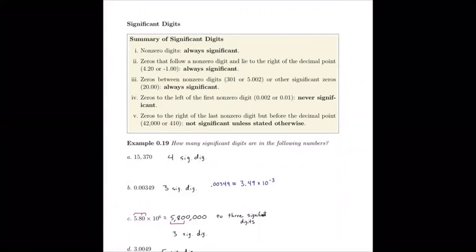Now, given a number, let's determine the number of significant digits in it. Well, we have 4 non-zero digits here, 1, 5, 3, and 7. So we have at least 4 significant digits, but rule number 5 tells us that this 0 is not significant, so we only have 4 significant digits. Next, 0.00349. Well, 3 non-zero digits is 3 significant figures so far, and any zeros to the left are handled by this rule, and they're never significant. So we only have 3 significant digits for that number.